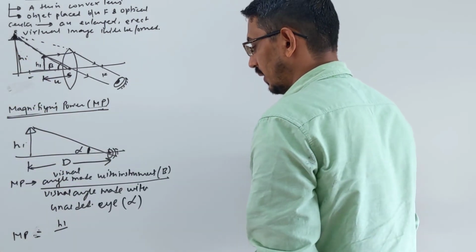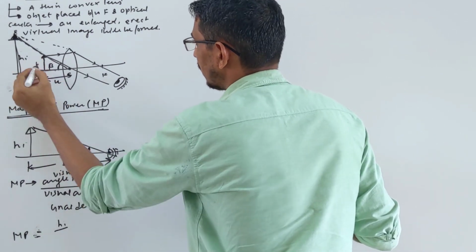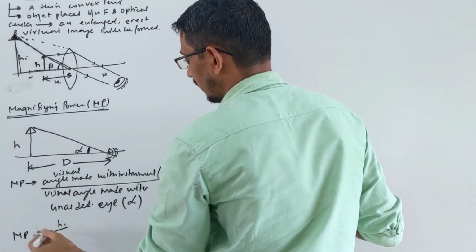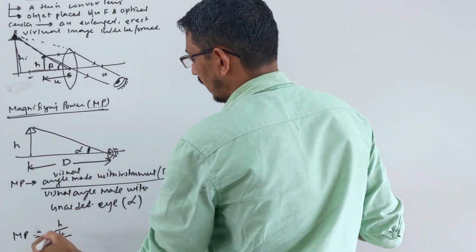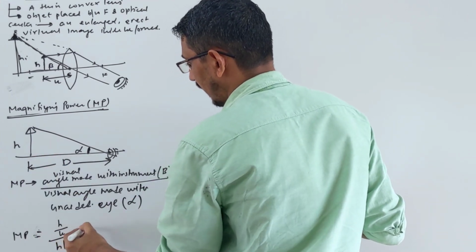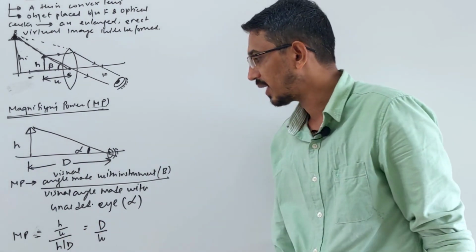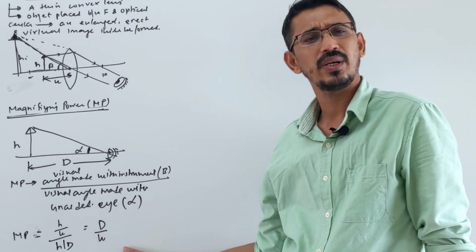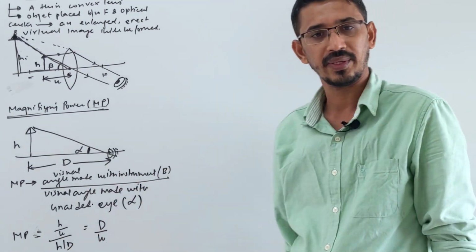So look here, h1, or just call it h itself, h by u. Divided by, in this, h by D. h gets cancelled, and we are simply getting D by u. This is your magnifying power formula, but we never need to use this because we always have two cases. I will write about that separately.